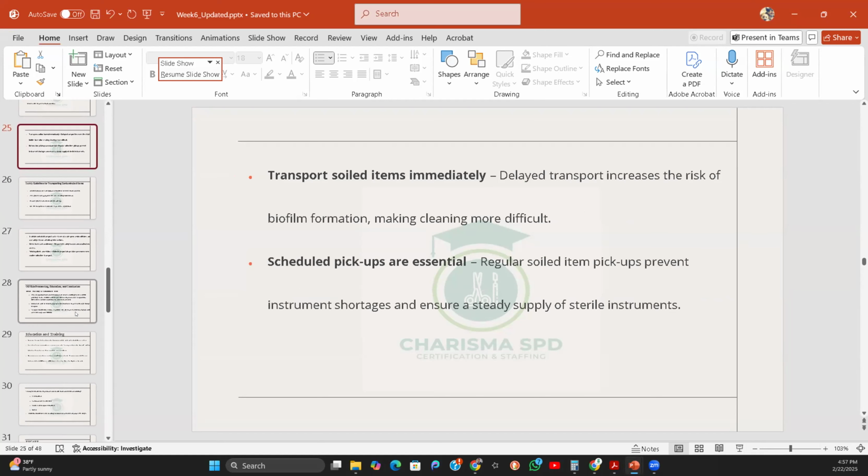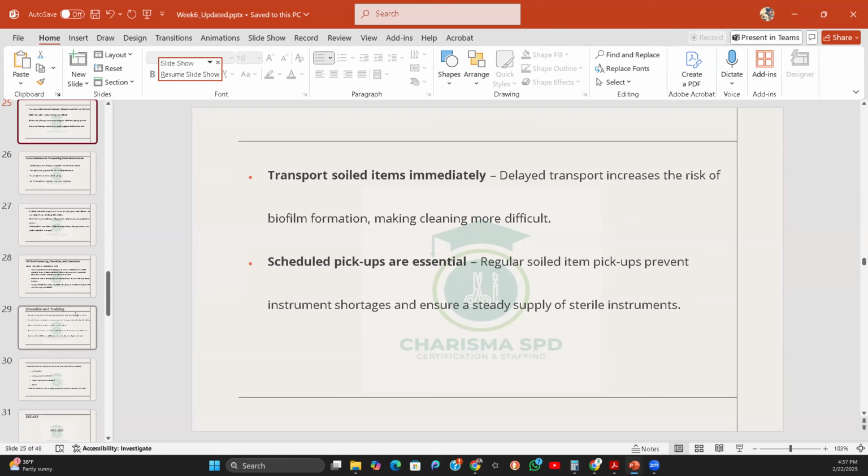Why? Why can't you use the cart that was used to transport contaminated items from the OR to decontamination to transport items that are sterile and ready to go to the OR? There might be cross-contamination. I want to take the word might out. Cross-contamination is possible. Yes, cross-contamination is possible. We are preventing cross-contamination.